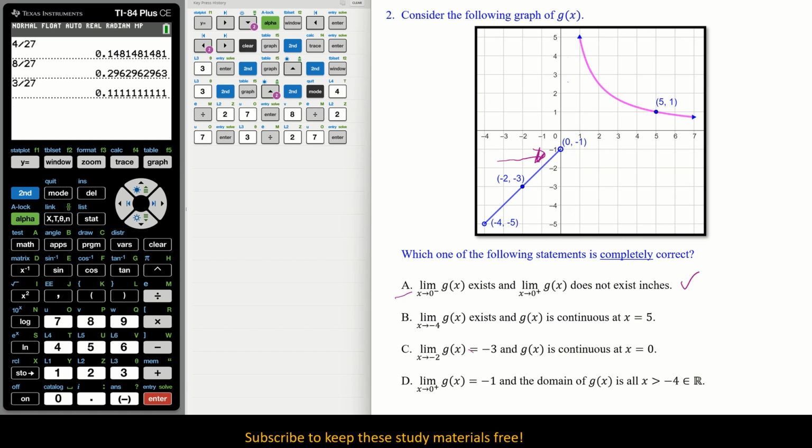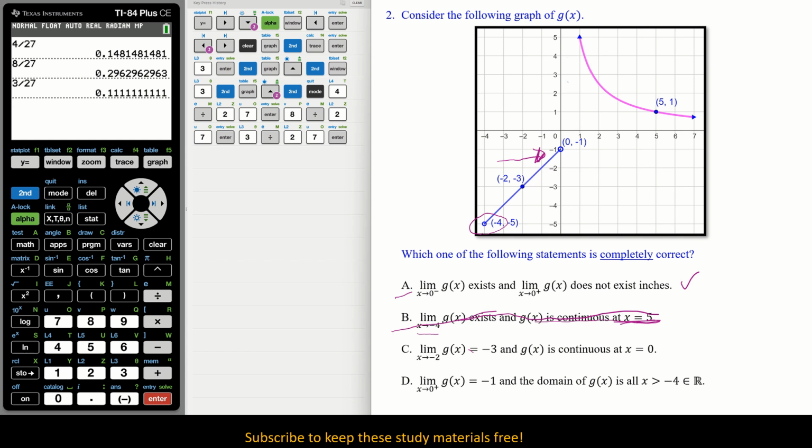Now, it's saying if you are approaching G at -4 here, it exists. I absolutely can't believe that because it may exist coming from the right, but it does not exist coming from the left. So the minute that one is out, the whole thing is gone because it has to be completely correct. I don't believe it. And yes, this is true, but the first part of the answer is not true. Okay, let's look at C.